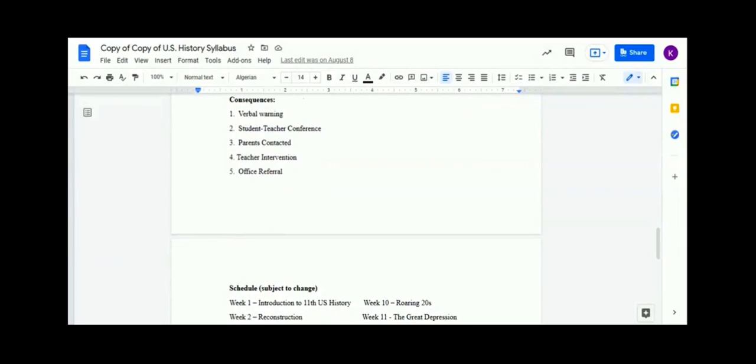At Minor, we follow this form of consequence chart. Number 1 is a verbal warning. Number 2 is a student-teacher conference. Number 3 is parents contacted. Number 4 is teacher intervention. And number 5 is an office referral.